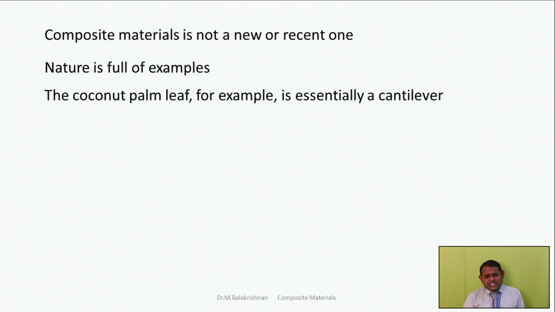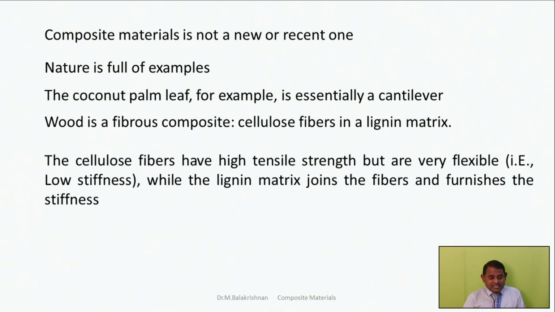The composite material is not a new or recent one, because nature is full of examples of composites. For example, the coconut palm leaf is essentially a cantilever beam made of a fibrous composite, cellulose fiber in a lignin matrix. The cellulose fibers have high tensile strength, but they are very flexible, that is, low stiffness, while the lignin matrix joins the fibers and furnishes the stiffness. So a combination of properties can be obtained by using the combined effect of the cellulose and the lignin matrix.